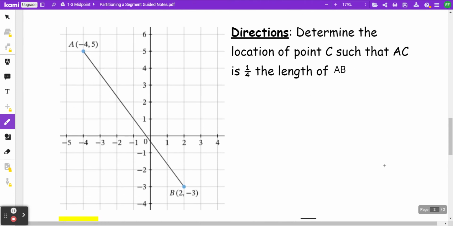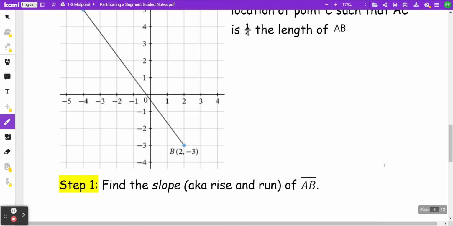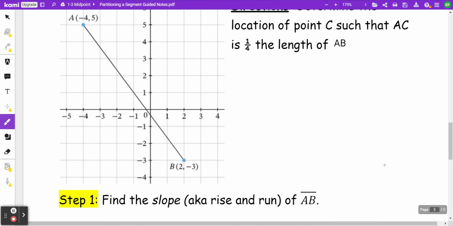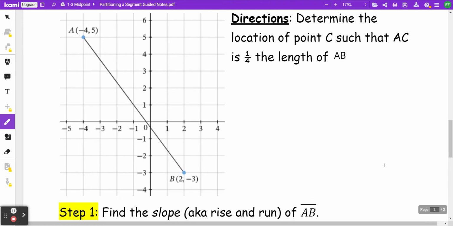In the next example, we're looking at something a little bit more specific where you're given a segment AB and you're challenged to locate a point C such that AC is 1/4 the length of AB, the total length. So we're going to take a look at the idea of slope here. I put that as step number 1, to find the slope. Now we're not looking to find the ratio of the rise to the run, which is really what slope is. We just literally want to know the rise and the run.